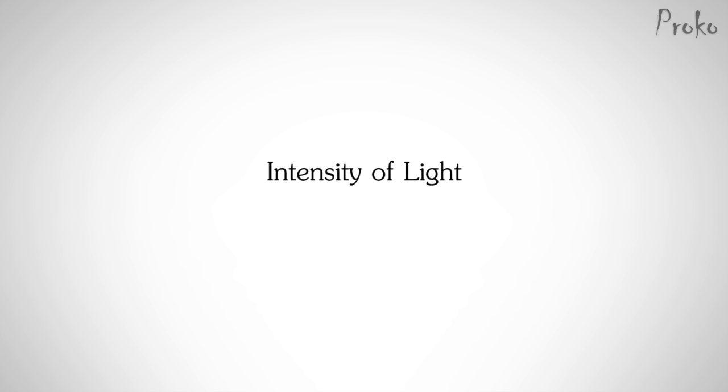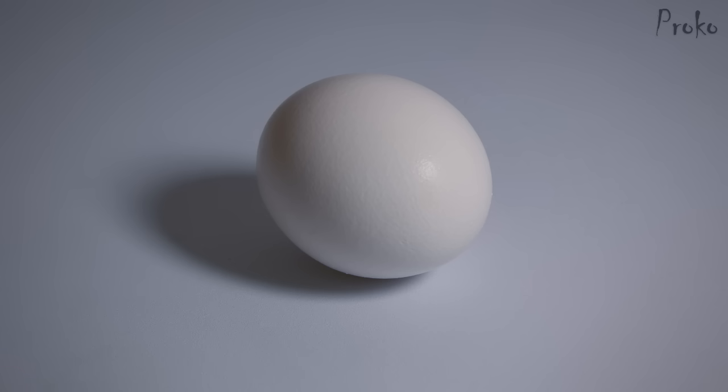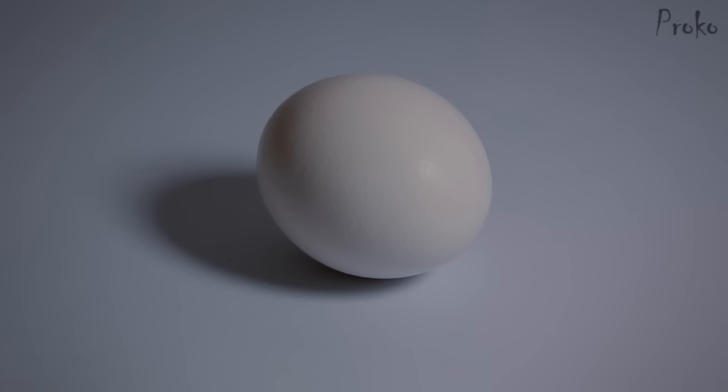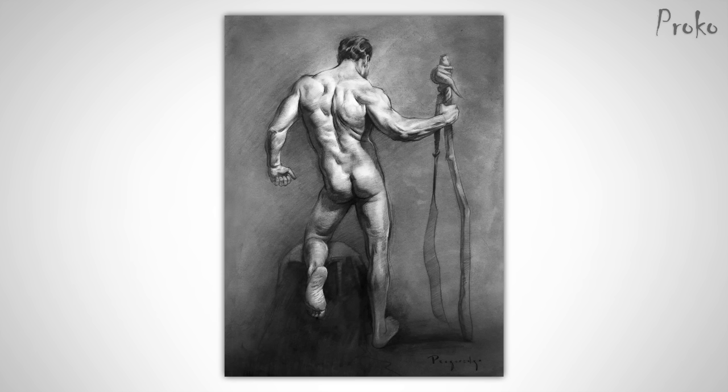Intensity of light. The intensity of light also makes a big difference. Intense light will create more contrast between the lights and shadows. Dim light, low contrast. The intensity of the light can shift within the same object. For example, in this figure drawing, the light source is above the figure. So the light is intense at the top and drops off towards the bottom as the forms get farther from the light source.